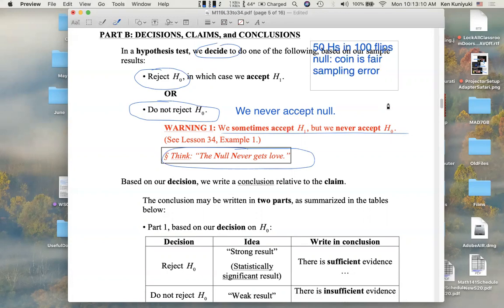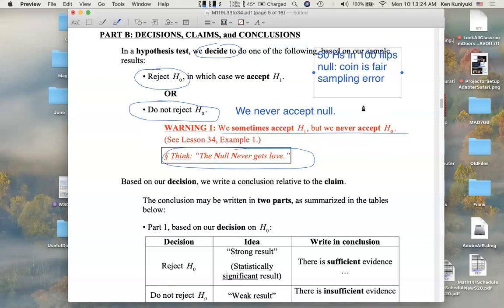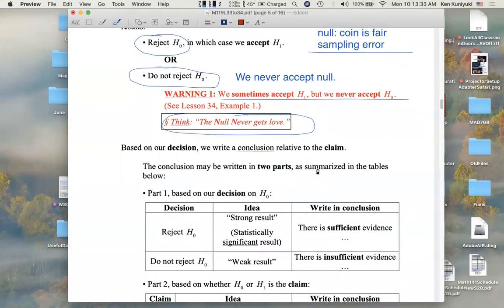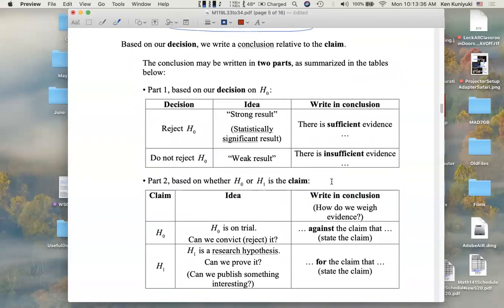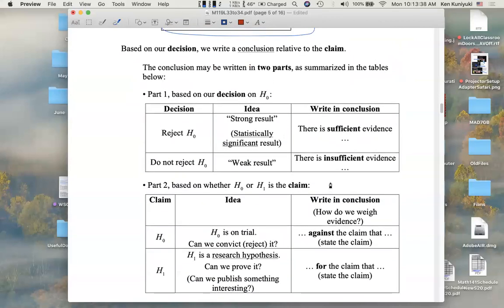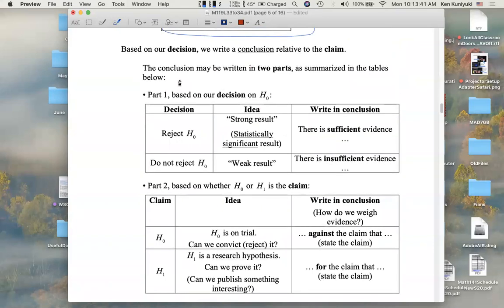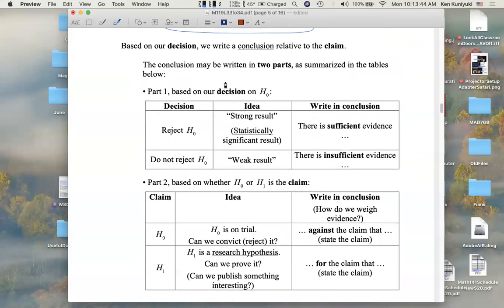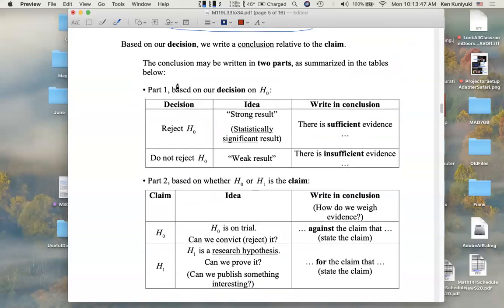You might presume innocence, and we should, right? We assume the null is true as we make calculations, but we never say in the end innocent or the null is true at the end because there's still vulnerability to sampling error. If we don't reject the null, it basically means that we can chalk things up to sampling error. Okay, based on our decision, we write a conclusion relative to the claim or in terms of the claim. The conclusion may be written in two parts, and this procedure is written and summarized in these tables.